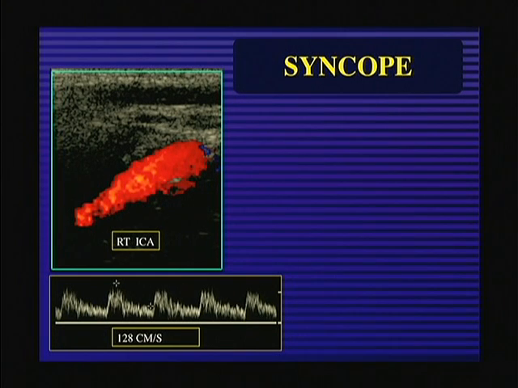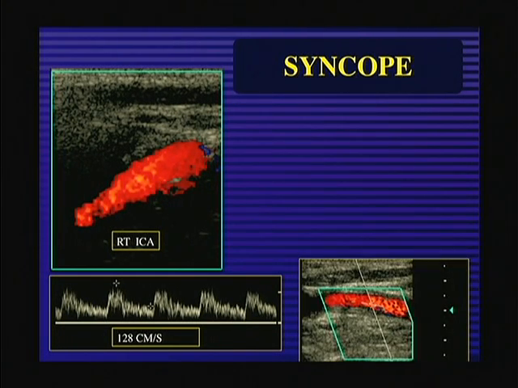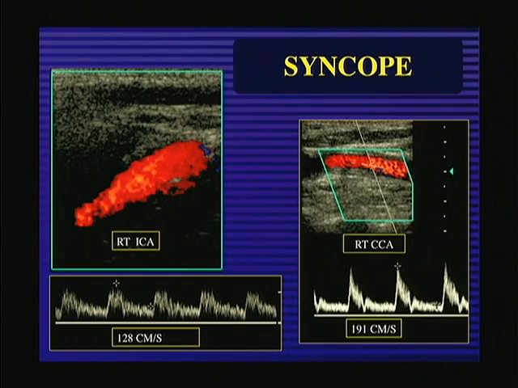Now, you'll say to me, well, what's going on in the common? Here's the common. And the common carotid artery shows a little bit of thickening. The velocity is 191. Okay, so actually the velocity is going down in the internal. So although the velocity is over 125, we see no evidence of stenosis, and the velocities are actually downtrending. So it doesn't look like there's a significant lesion there.